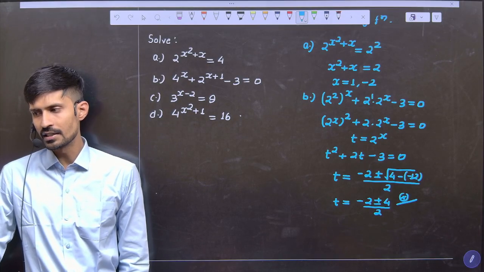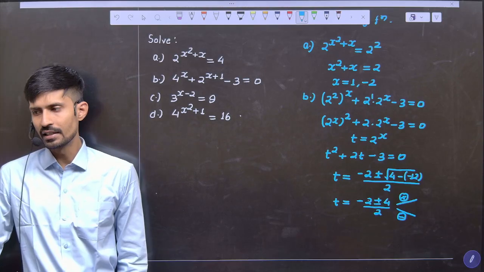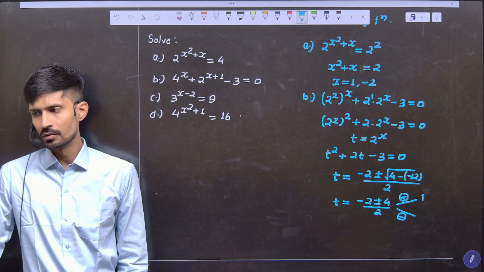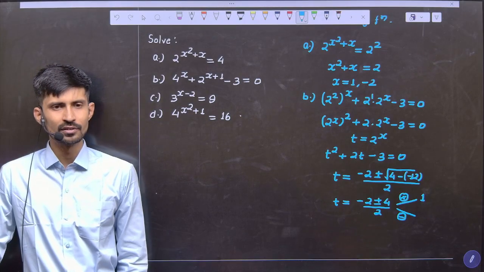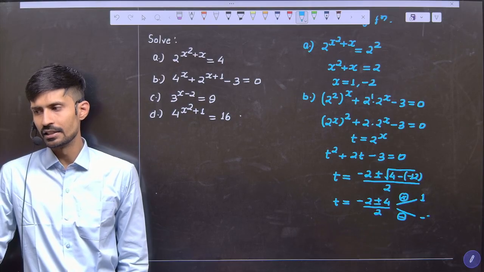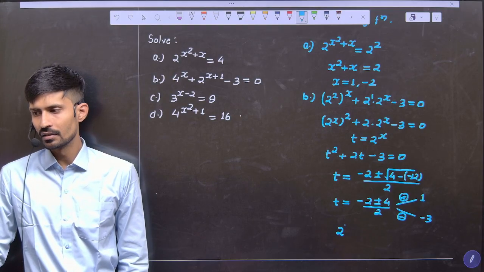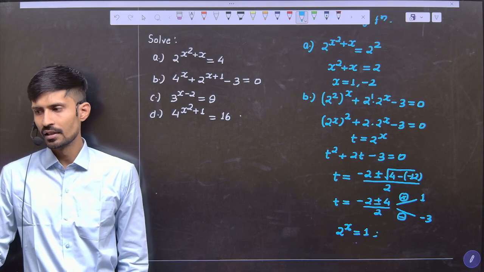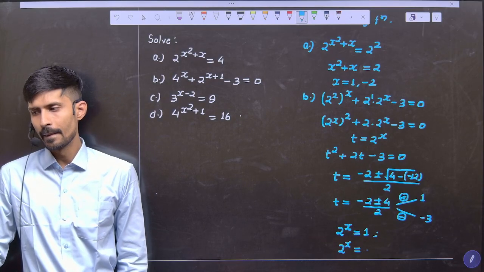So t will be minus 2 plus minus 4 by 2. When you put the plus sign: minus 2 plus 4, 2 by 2, is 1. When you put the minus sign: minus 2 minus 4, minus 6 by 2, is minus 3. It means t values are 1 and minus 3. What is t? 2 raised to x. So we'll write 2 raised to x is equal to 1, and 2 raised to x is equal to minus 3.